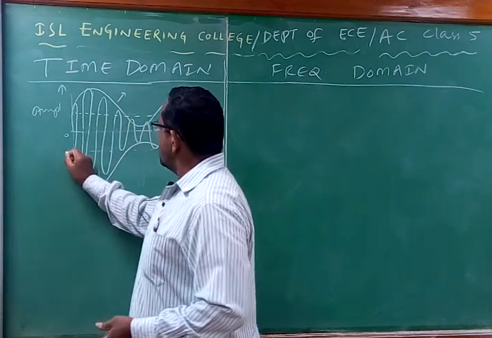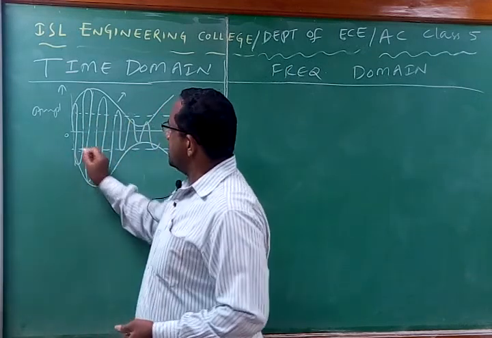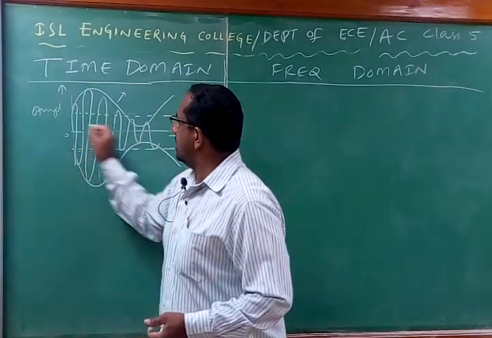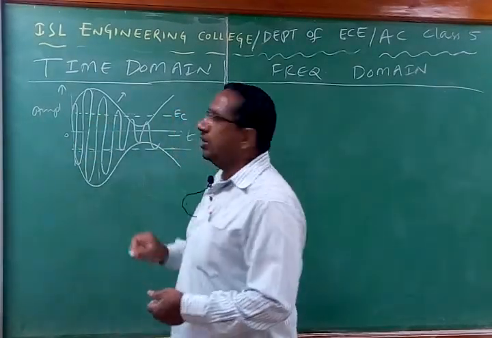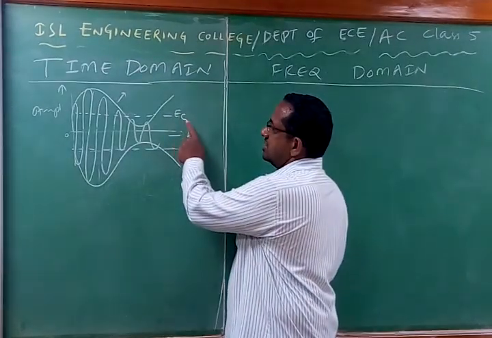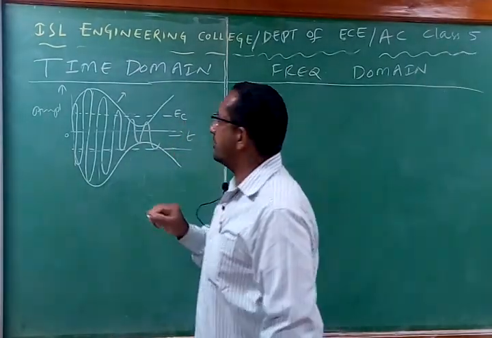Without modulation, please draw the guiding lines. Without modulation, this particular voltage value of the carrier is represented by EC, E suffix C. This C stands for the carrier signal.